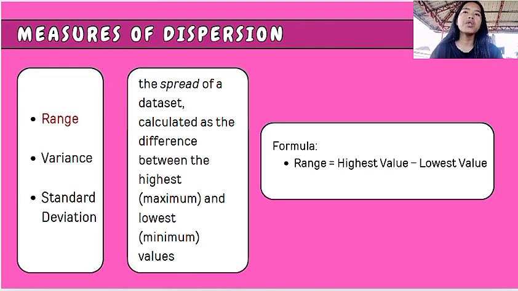Measures of dispersion describe how spread out or varied the data values are. They help us understand how much the values differ from each other. The range is the simplest measure of dispersion. It is calculated by subtracting the lowest value from the highest value. The range gives a quick idea of how widely the data values are spread.